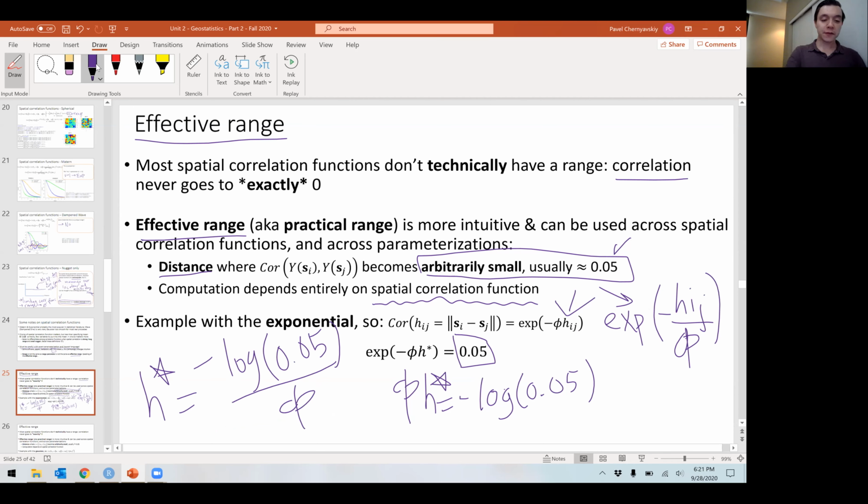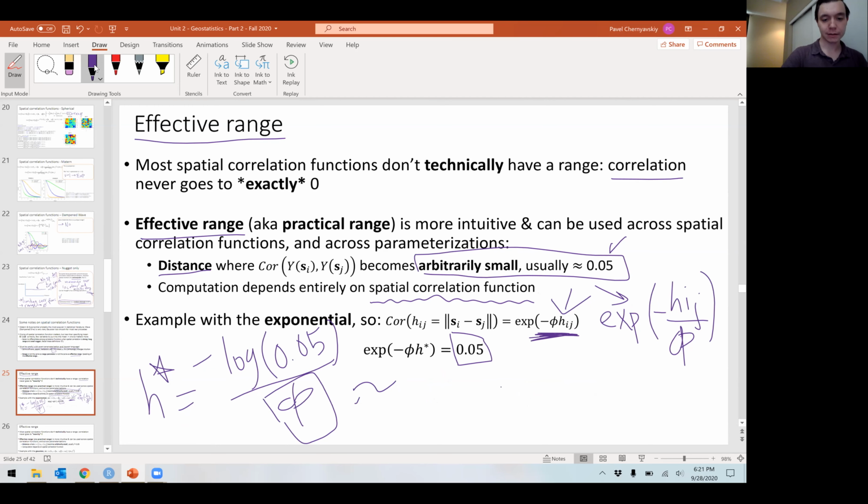So whatever phi you estimate, if this is how the function is parameterized, whatever phi you estimate, you take negative log 0.05, which is approximately 3, right? So this is approximately 3 over phi. That's the effective range if our function is parameterized this way.